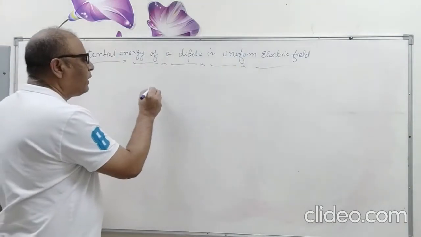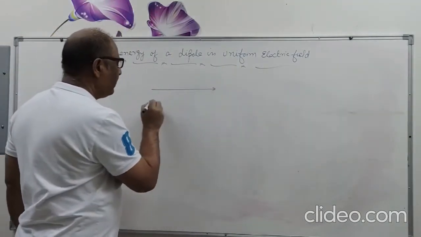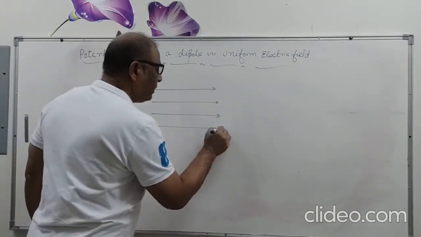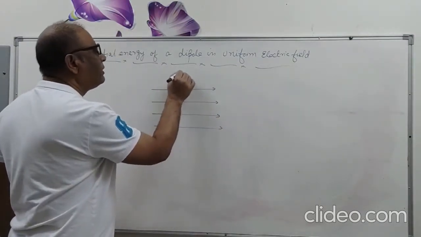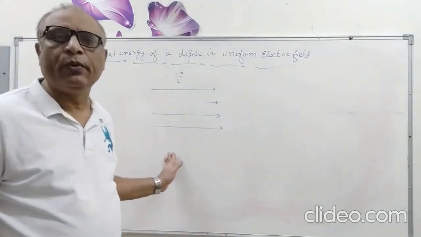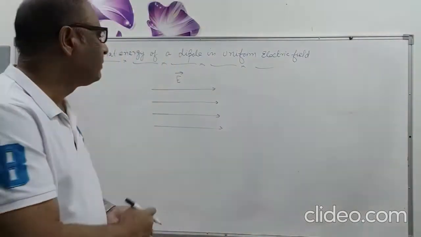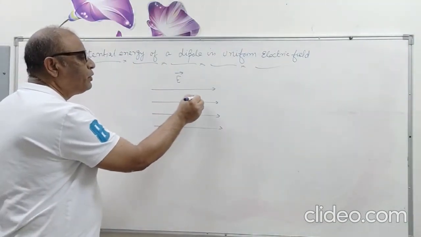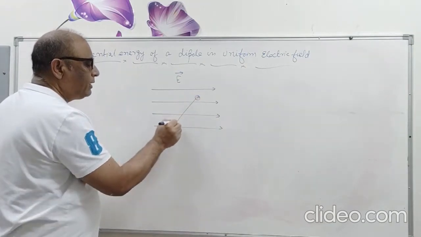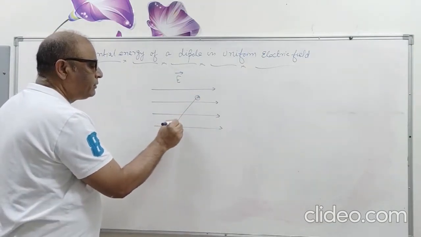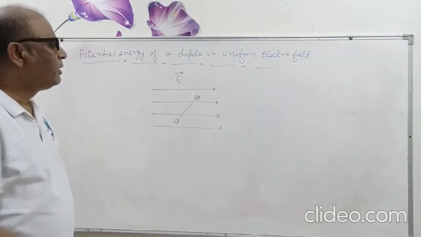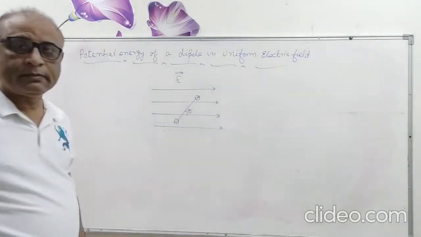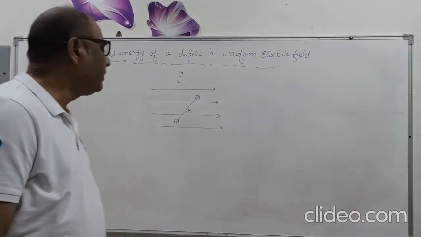Here I am going to draw a diagram. This electric field is shown by an arrow. Now here is the dipole, with a positive charge here and a negative charge here. The angle is theta.